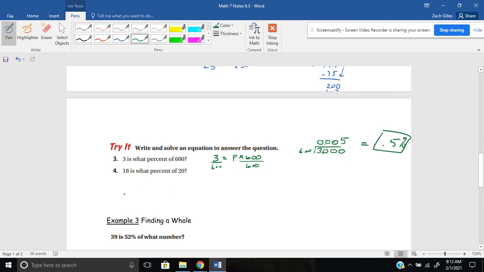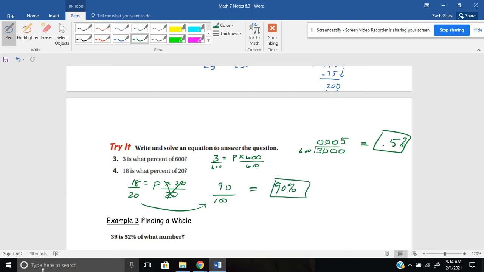Number 4 says 18 is what percent of 20? So I would divide by 20 on both sides. And 18 divided by 20. Well, the other thing you can do is you can try to get to 100 by multiplying by 5, which would give you 90 over 100, which gives you 90%. And again, I would definitely encourage you guys to double check these.